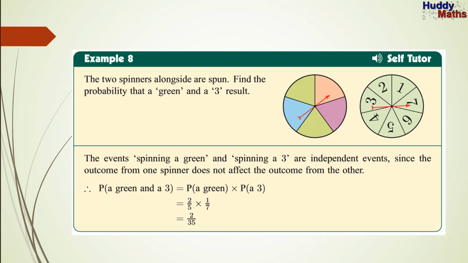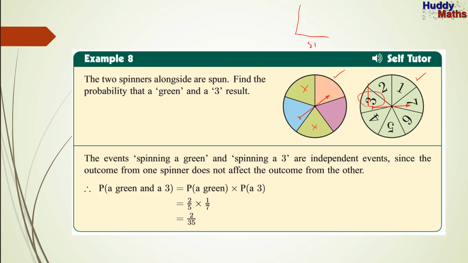So here's an example. Now two spinners are alongside of each other here. Find the probability that you get a green. So here's a green on this one. And a 3. There's your 3. Now, are they independent? That's the first thing to worry about. Because we're going to try and do it with a rule, not with listing all the outcomes. Could we list the outcomes? Yeah, I think we could.